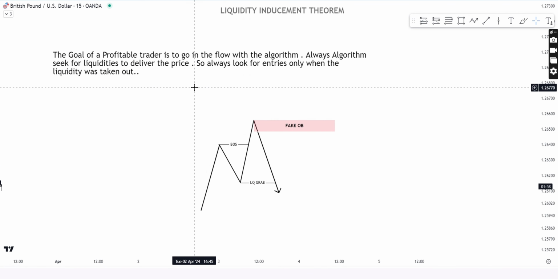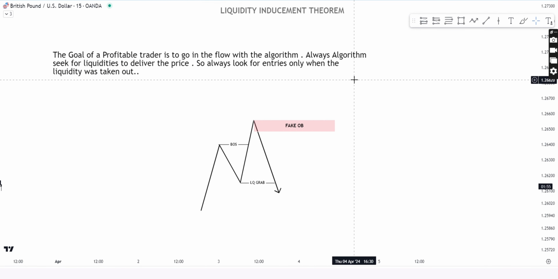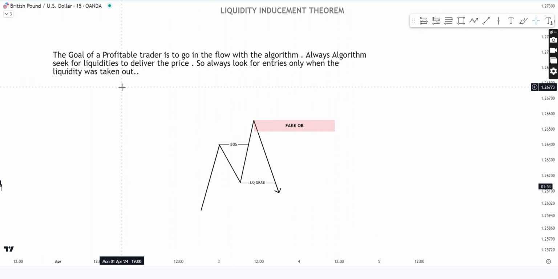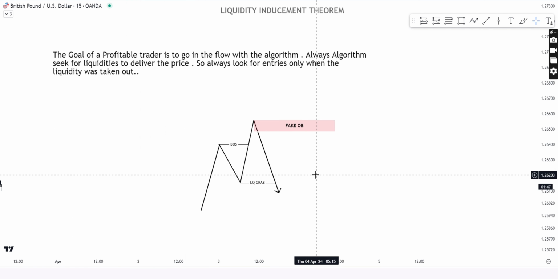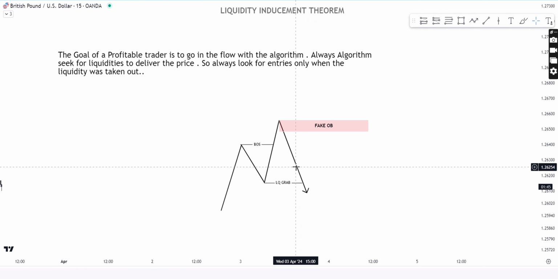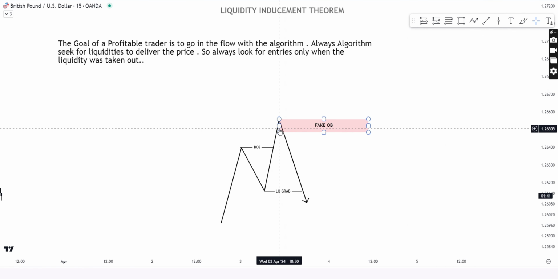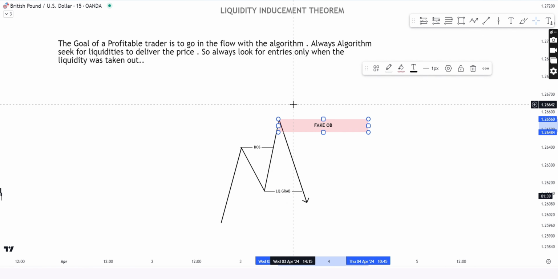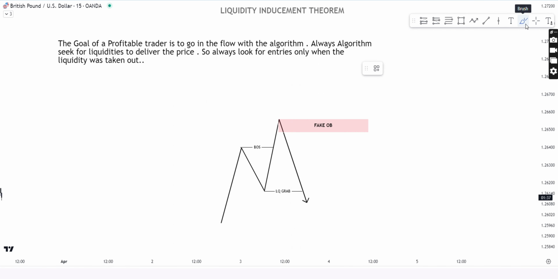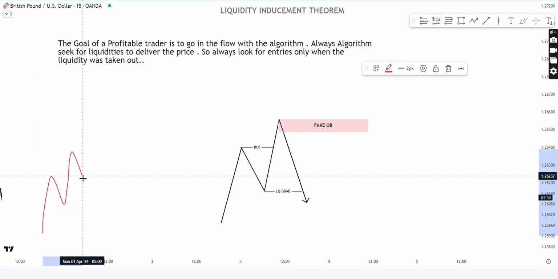The goal of a profitable trader is to go with the flow of the algorithm. The algorithm always seeks liquidity to deliver the price, so always look for entries only when the liquidity is taken out. In order to take entries and go with the algorithm, you need to identify where the liquidity is in the marketplace. It is a very important concept to learn in order to identify where the algorithm is moving the price. So here in this case, the price is moving in an uptrend.